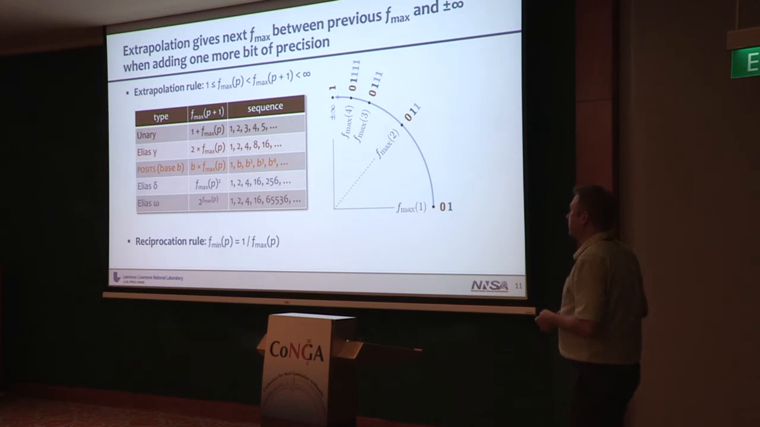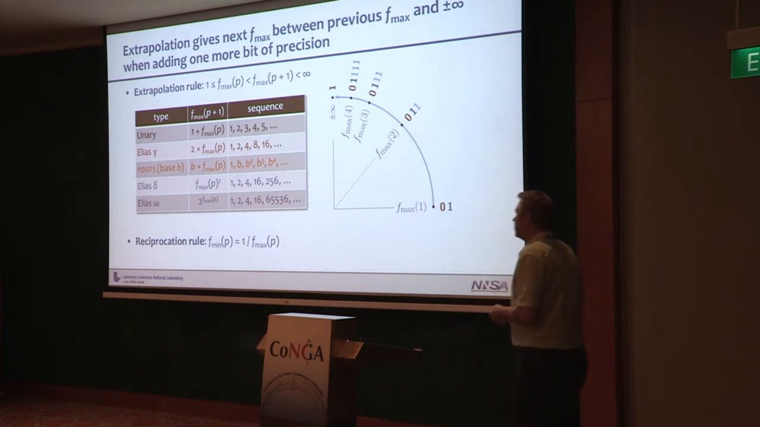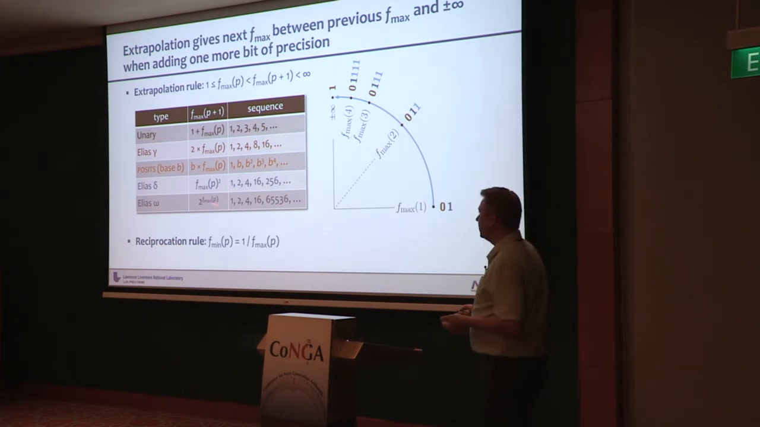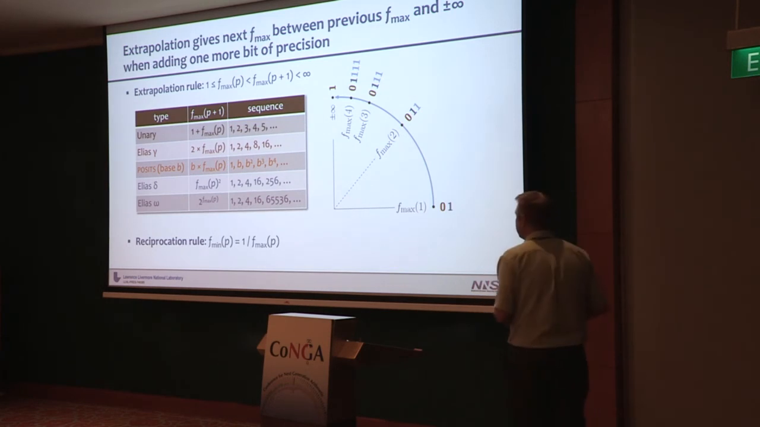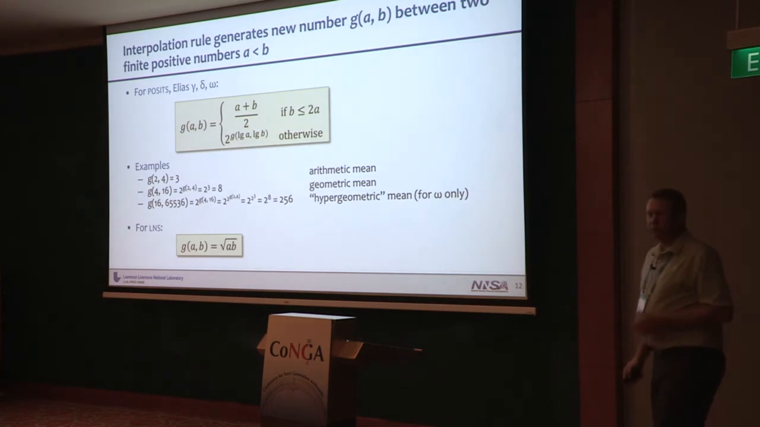For Elias delta, we square the previous number. It's very simple. You still need to bootstrap this process. If you square 1, you get 1, so you need to start with something. So we start with 2, and then we square and keep going. And then for Elias omega, which has an enormous dynamic range, we take 2 to the power of the previous Fmax. So 2 to the 2, 2 to the 4, 2 to the 16, 2 to the 2 to the 16, and so forth. So we get very, very large numbers very quickly that way. So that's our extrapolation rule, very simple.